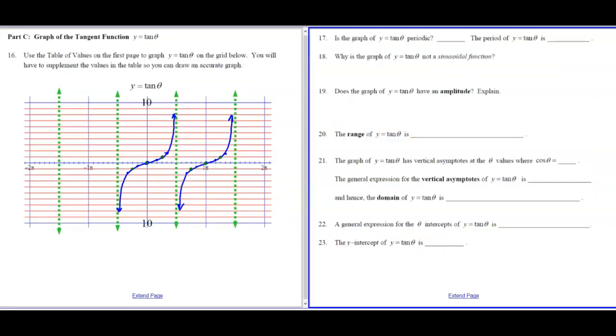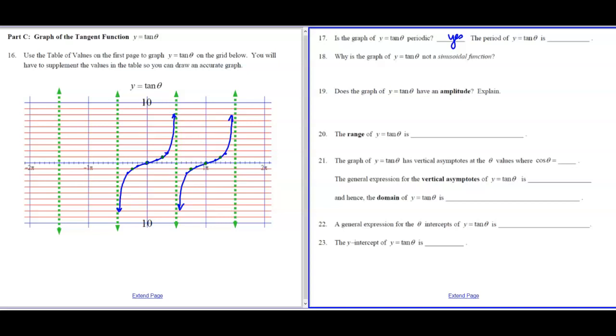Okay. So what are some properties? Is it periodic? I haven't drawn all of them, but does it repeat? Yeah. So yes, it's periodic. Okay. Now, what is the period? So for sine and cos, it was 2 pi. What do you think it is?